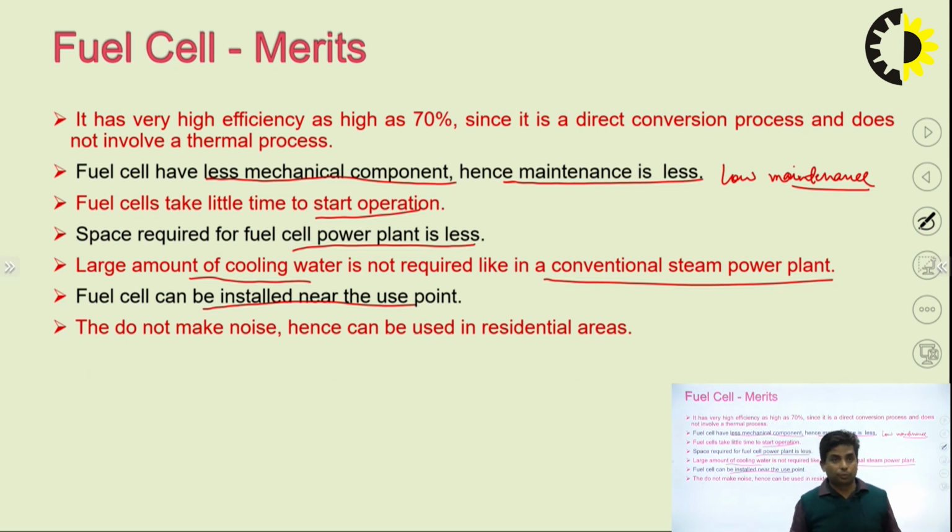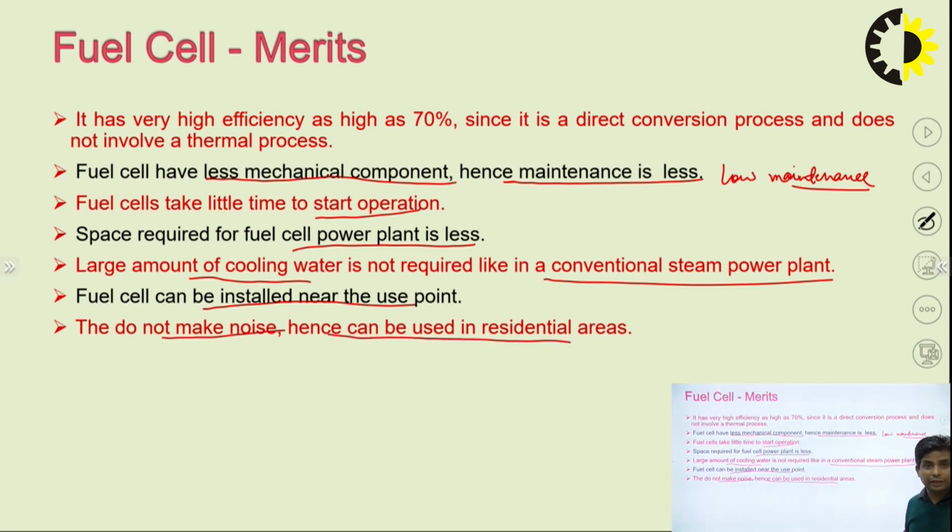Near the use point, where we require the power, the same location can be developed. But in the case of conventional plants, what will happen? We have to set up far away from where the electricity is required, so transmission cost increases. But in the case of fuel cells, we can set up on the required locations. They are noiseless, hence they can be used in residential areas as well. So those are some merits related to the fuel cell.